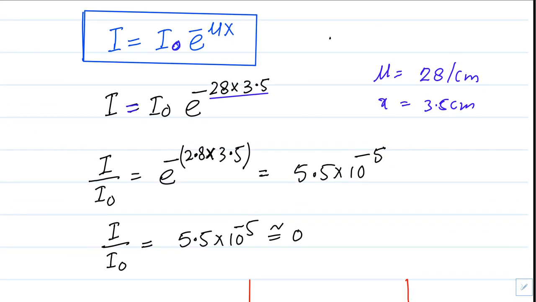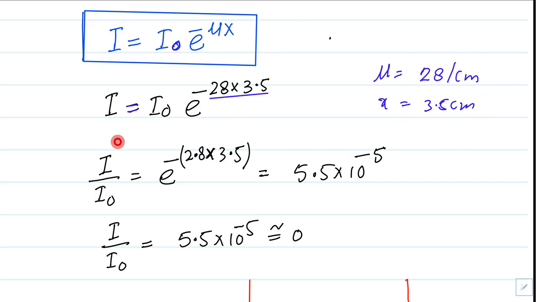So here we go. For example, here I have written that I is equal to I naught e power minus 28 times x. This 28 is basically mu for bones or some material, which is 28 per centimeter. Its unit is the same, 28 per centimeter. And let's say this is a past paper question, because I have taken the values from a past paper. The x is 3.5 centimeter. If both are in centimeter, no need of conversion. Remember, this is another trick.